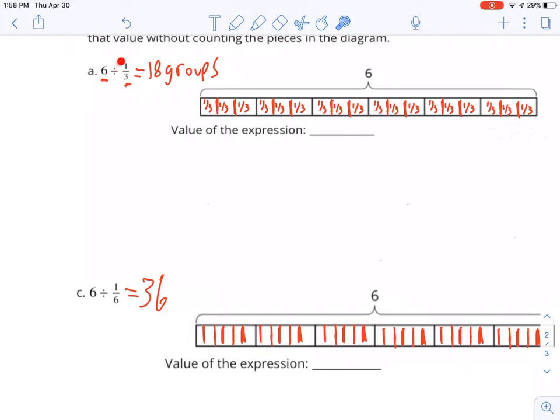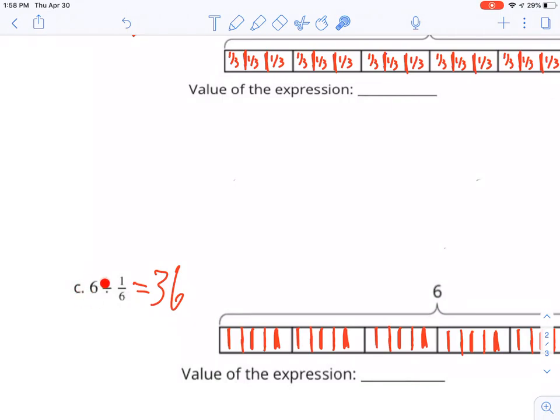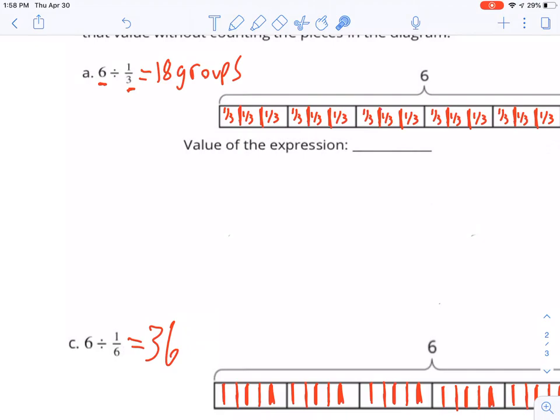Okay, so this time what happened? Well, our divisor decreased by half, but our quotient doubled. It increased by double the amount. Okay, interesting, going along with that rule. But what else do you notice? Well, 6 divided by 1/6 equals 36, just like 6 divided by 1/3 equals 18. Are you able to see a pattern yet?